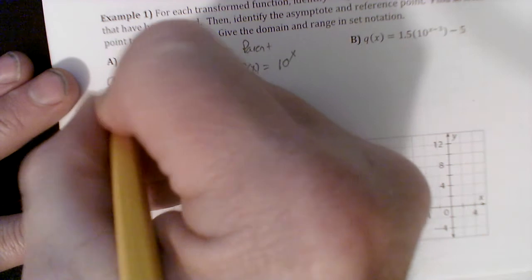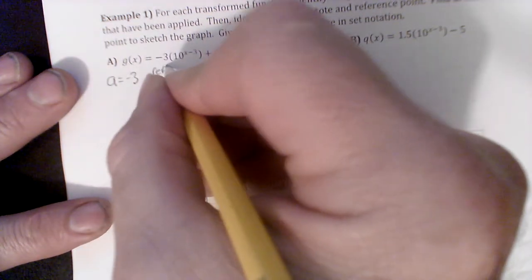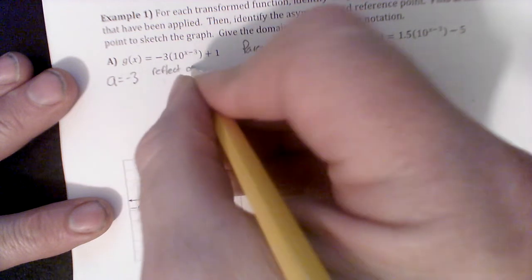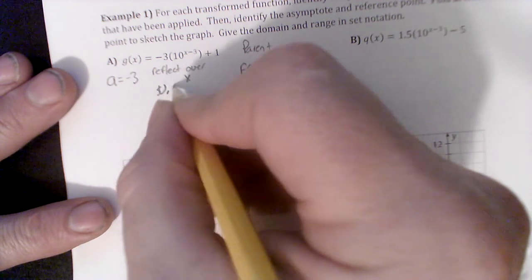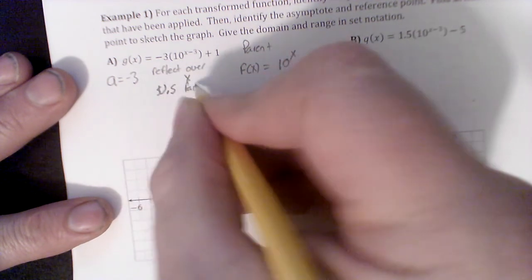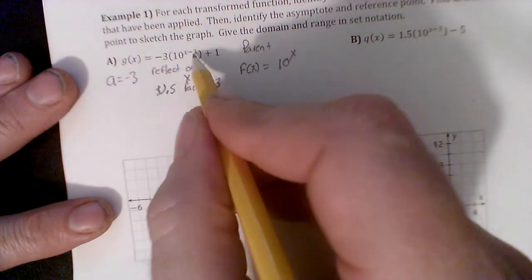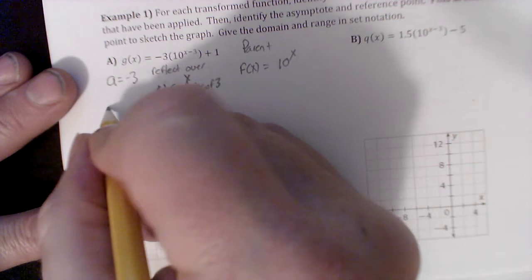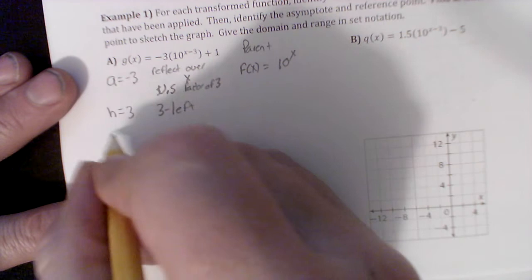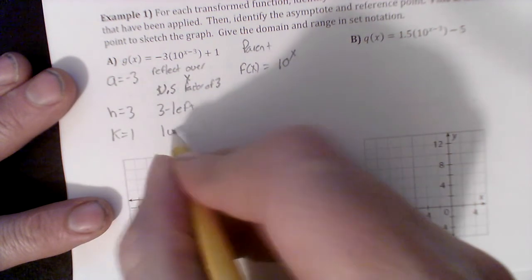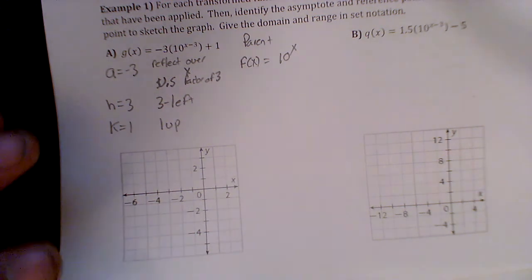So what has happened to that? Well, we can see our a value is negative 3, right? So that is reflect over x, right? And vertical stretch, we'll say VS, vertical stretch, factor of 3. That's what the A did. Looks like my H value is 3, so we'll say H equals 3, which means 3 left. K is 1, K equals 1, which is 1 up. I think you've seen this before, right? So let's go ahead and take some points. Let's move our reference points.